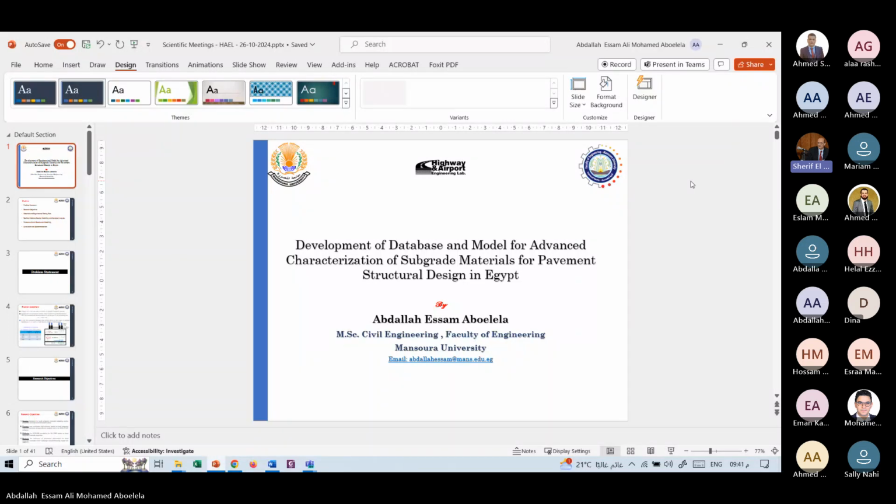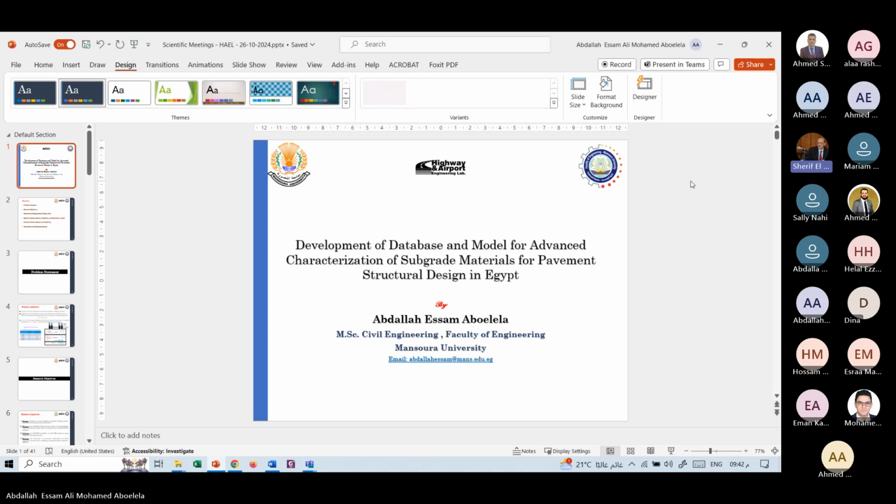So based on the new equations, which is now implemented in the Egyptian code since 2021, when you design the pavement structures here in Egypt based on the new equation, you will definitely get thicker pavements, thicker asphalt layers as well as a base layer.